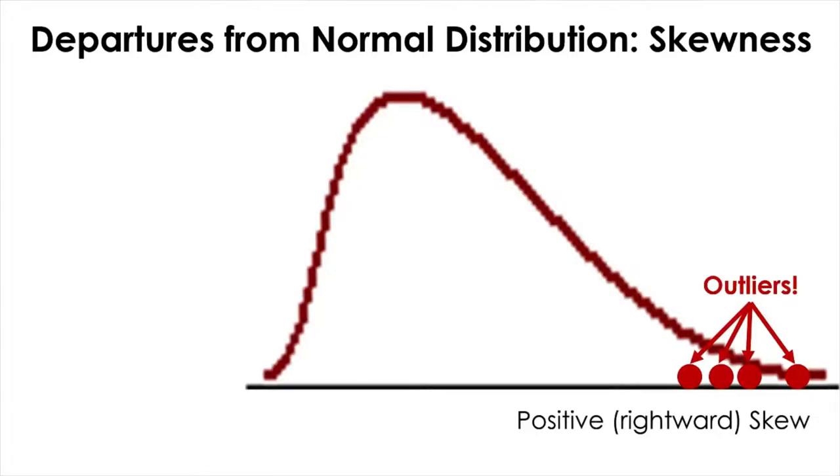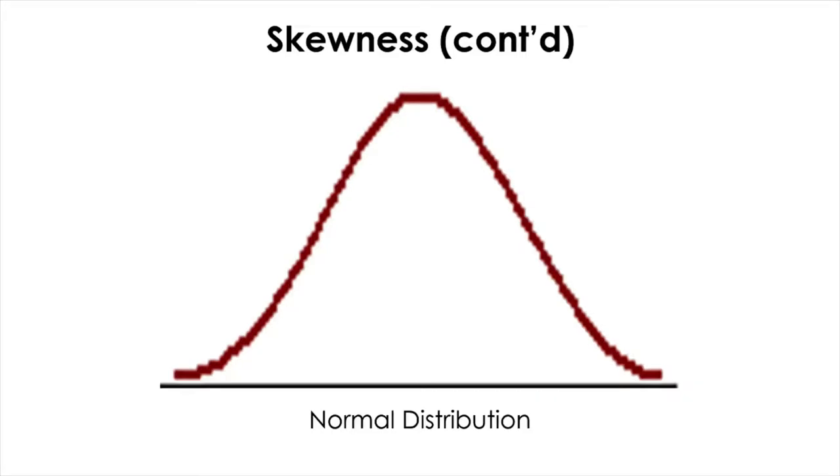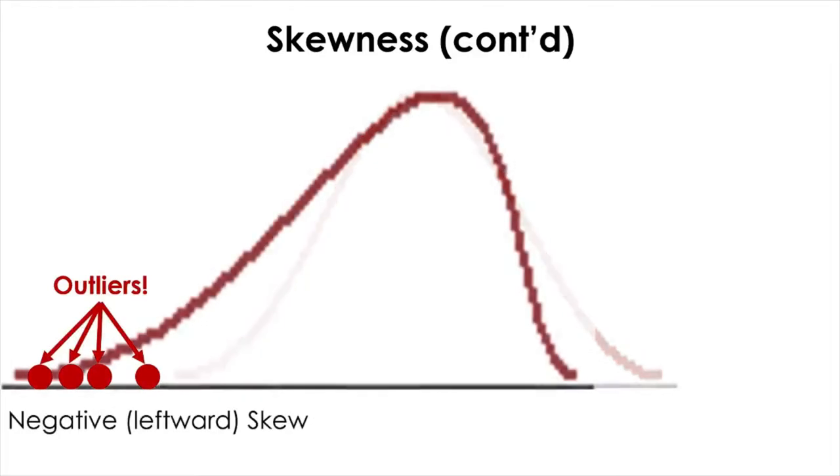So as we just have seen, the distribution is pulled to the right because of the influence from the outliers, right? On the other hand, when the outliers are on the left of the distribution, then this distribution has a negative skew or is said to be skewed to the left. And as you can see, the distribution is pulled to the left when there are outliers on the left side of the distribution.